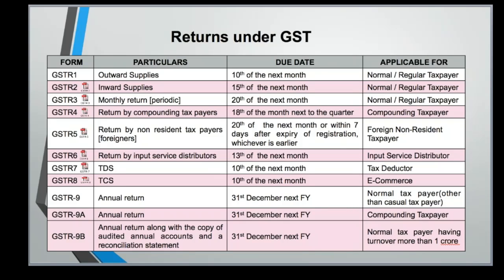For transport of goods by road, what is the rate of RCM? Do you need to raise a self-invoice? Yes, sir, you need to raise a self-invoice. The rate is 5%. For transport of goods by road by a GTA, it is 5%.